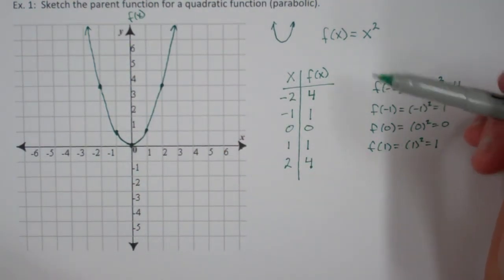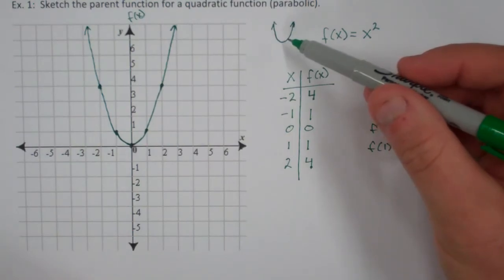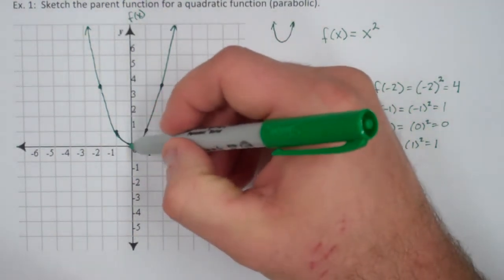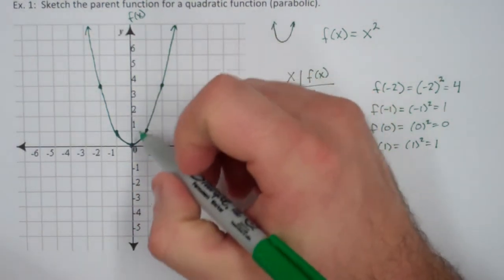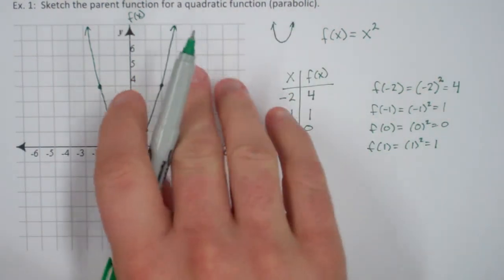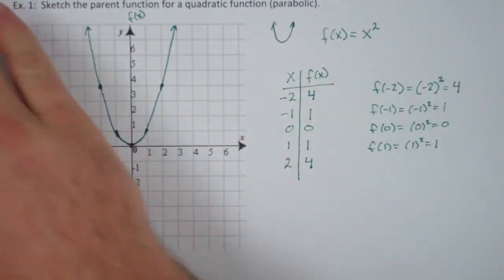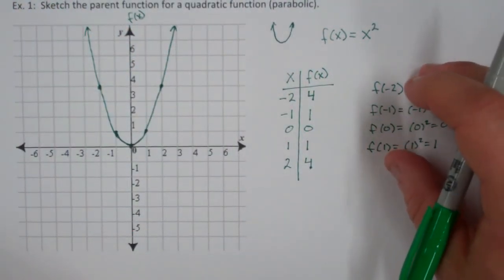And so our goal is to show this type of shape as best as we can with that U-shaped bottom. It definitely should not be a V. And also, when we graph this function, we need to make sure that the right side continues to grow to the right and the left side continues to grow to the left.